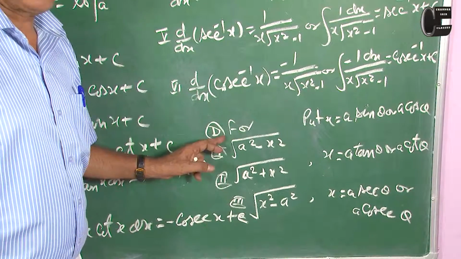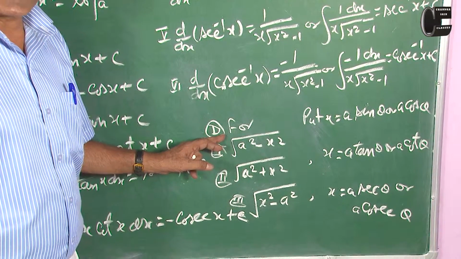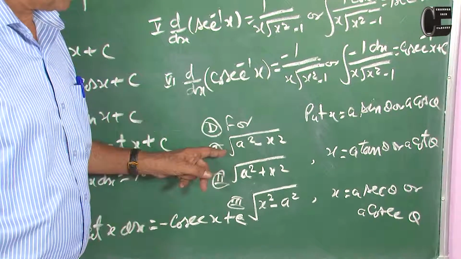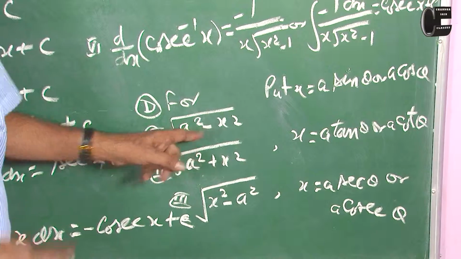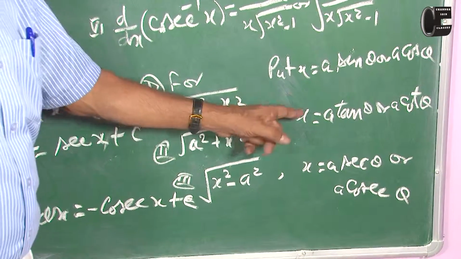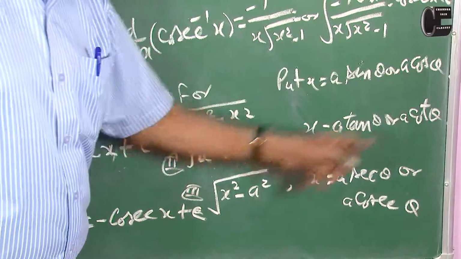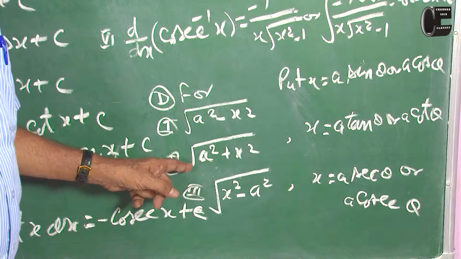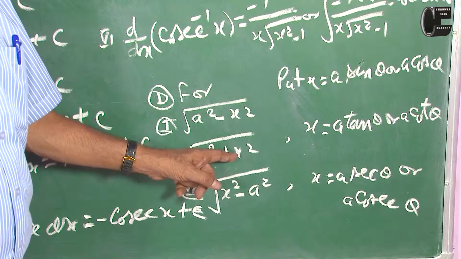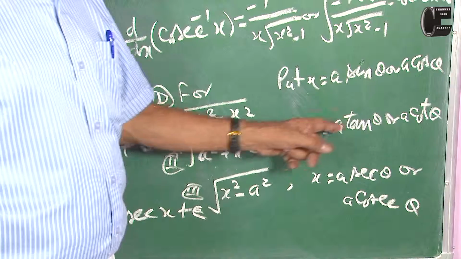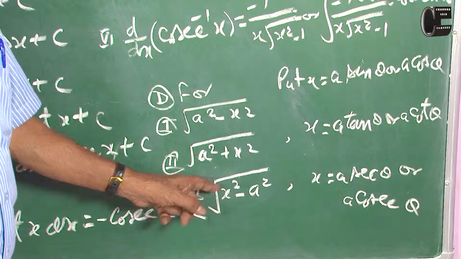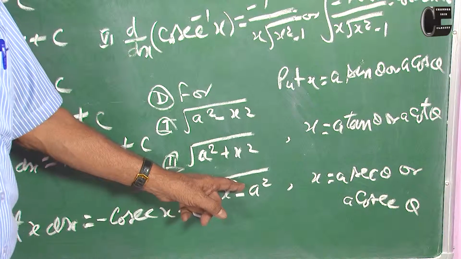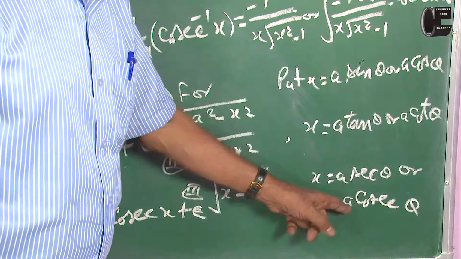These formulas will be very helpful for finding the integration or differentiation. If we have under root a square minus x square and we have to remove the under root, put x equal to a sin theta or a cos theta. For under root a square plus x square, put x equal to a tan theta or a cot theta. Now for under root x square minus a square, put x equal to a sec theta or a cosec theta.